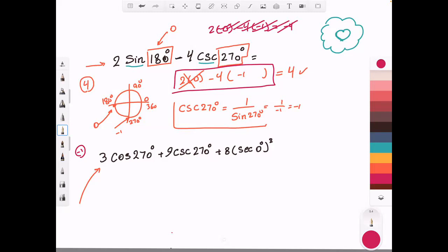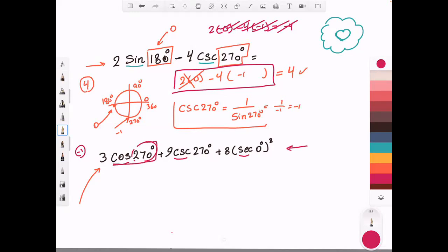Okay. So I think I said it before, most of the questions that you will see look kind of complicated. But we don't freak out. We're dealing with cosine, cosecant, secant, and the angles of 270, 270 and 0.